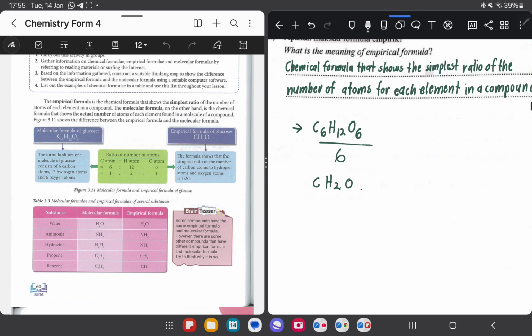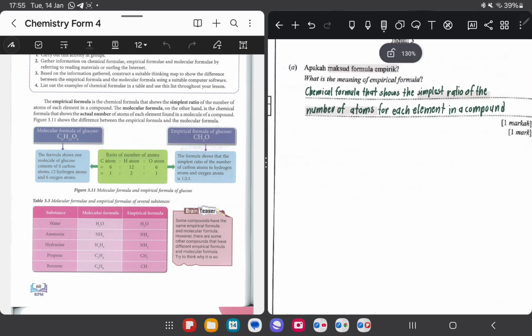First thing, atom dah diperkecilkan. That is what we are trying to say with the simplest ratio of the number of atoms. Atoms for what? For each element lah, sebab every element dah mengecil, kan? In a compound. So this is basically a compound. So that's how it works. Saya harap you faham lah. Saya harap saya tak peningkan kepala you. So I ulang lagi sekali in Malay version: formula kimia yang menunjukkan nisbah atom teringkas bagi setiap jenis unsur di dalam sesuatu sebatian.